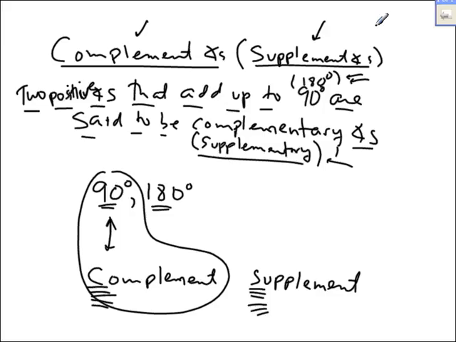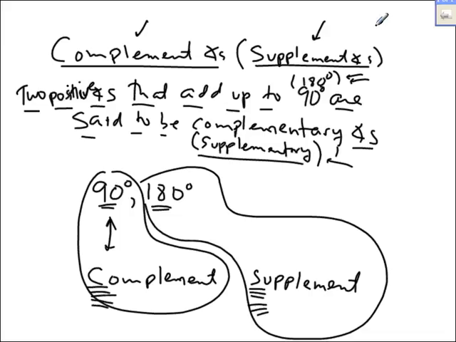That is, two angles are complementary if they add up to 90 degrees and they are positive. 180 degrees is paired up with supplement. Two positive angles are said to be supplementary if they add up to 180. So just because two angles add up to 90 degrees, by no means does that mean that the angles are complementary to one another. Only if they're positive.